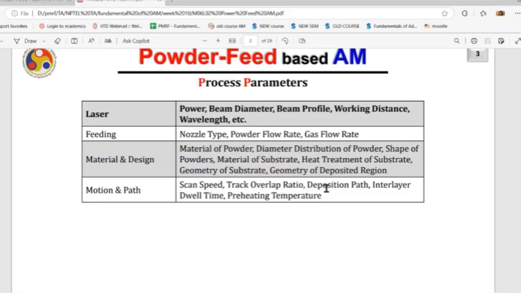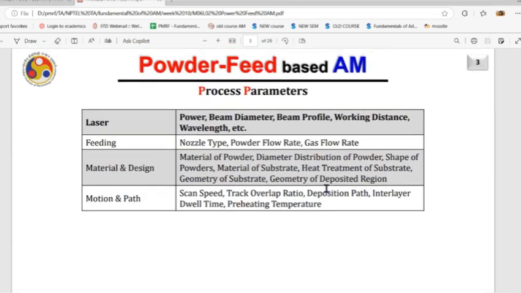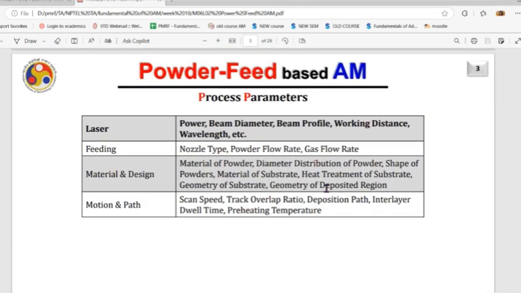Now we can go to the powder bed. So in case of powder feed, we have the laser power, beam diameter, beam profile, working distance, and laser wavelength. These are the process parameters. However, the laser wavelength is a very important process parameter because it directly has a relationship with the absorptivity of the metal in the process, but we cannot change the wavelength very often.